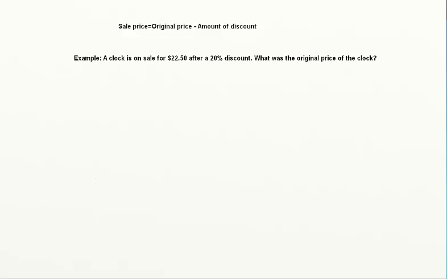So here's our second example. A clock is on sale for $22.50 after a 20% discount. What was the original price of the clock? So we're still going to use our sale price equals original price minus amount of discount, except this time we're looking for the original price. So we're going to call that our variable x. That's what we're looking for. And so let's plug all of the stuff we know into this equation.